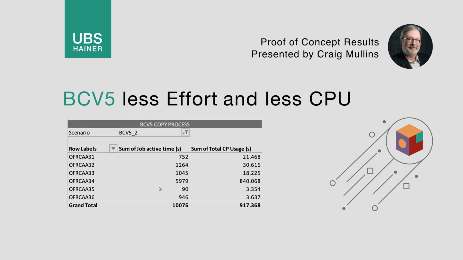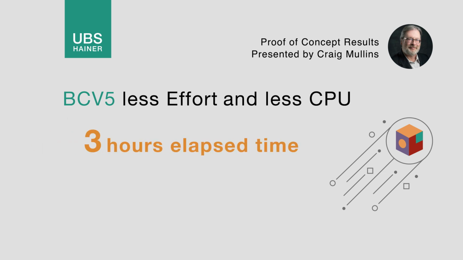Doing the same thing using BCV5 reduces the elapsed time and the CPU time quite significantly. The BCV5 process requires 6 jobs, no matter how many objects are being copied, and the copy work is performed concurrently, all managed by BCV5. We see the elapsed time reduced to about 10,000 seconds, with CPU consumption reduced to just over 900 seconds. That is less than 3 hours elapsed time and about 15 minutes of CPU time.